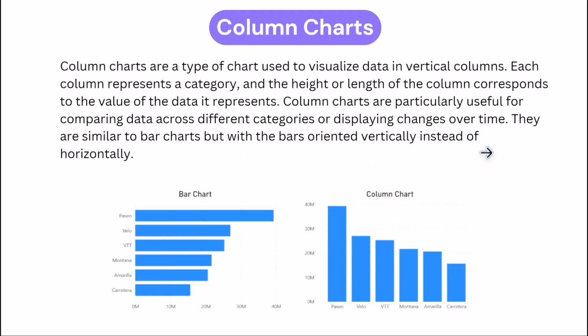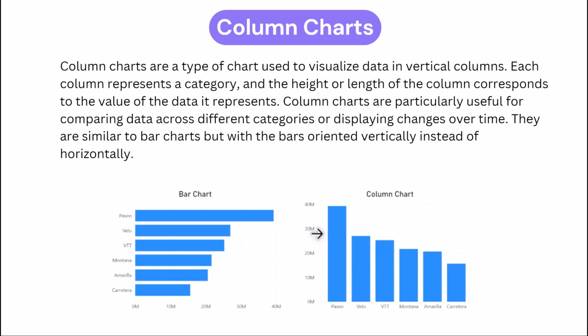Column charts are types of charts used to visualize data in vertical columns. Please take note, in vertical columns. Each column represents a category. In a column chart, each of these bars here represents a category. So we have categories down here, and the height or length of the column corresponds to the value of the data it represents. These are values in numbers like 0 million, 10 million, 20 million. So the value of the data each category presents is usually shown as the height, or the length of the column.